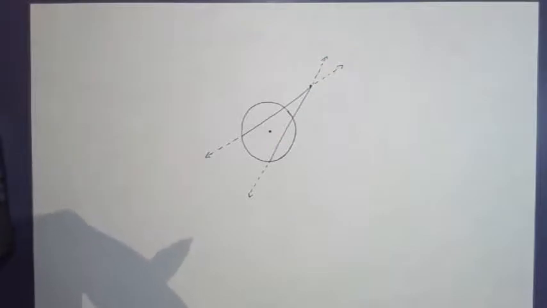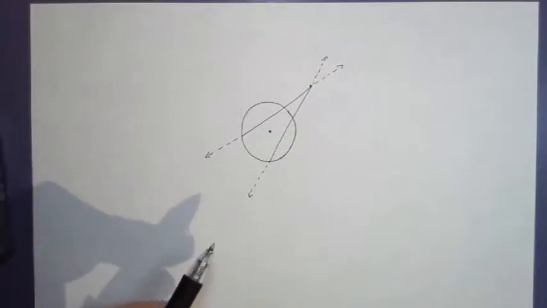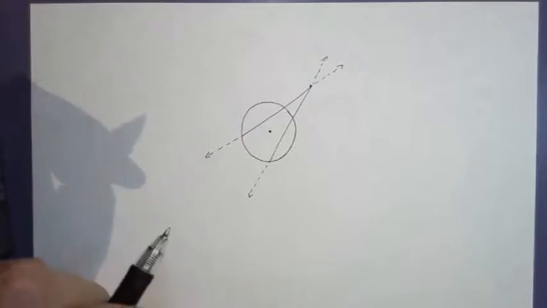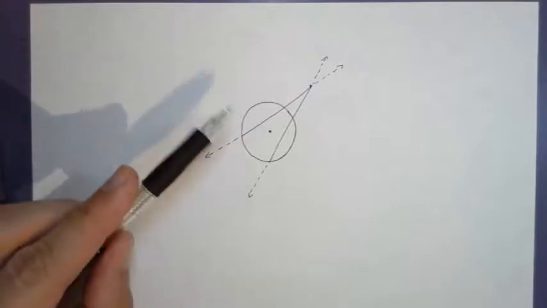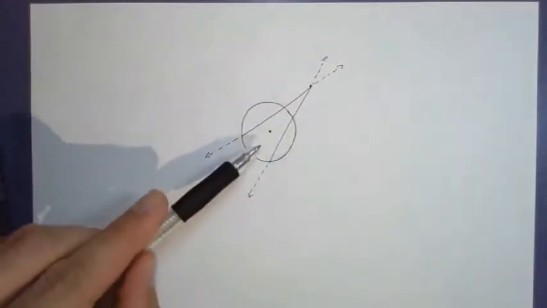We're going to look at the secant theorem and do an example of a problem that's solved using this theorem. This is one of the theorems relating to circles. So here we have a circle, and here's the center.